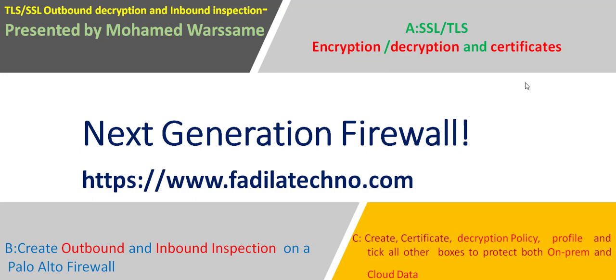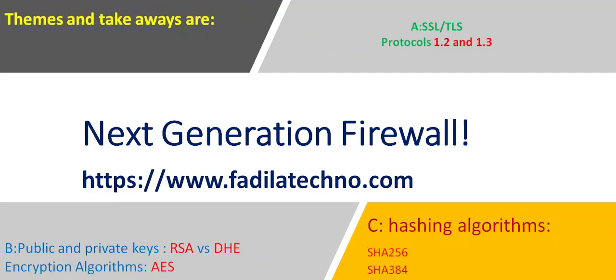So we have got encryption, decryption and certificate process for you today. What is the game, what are the themes and what's the objective? We're going to create outbound and inbound inspection certificates on a Palo Alto. We'll create a certificate, we'll create a decryption policy, we also create a decryption profile, and we will attach the profile to a policy so that all the tick boxes are done. That way we can protect our data on-prem and in the cloud as well.